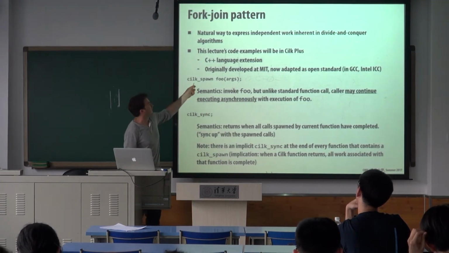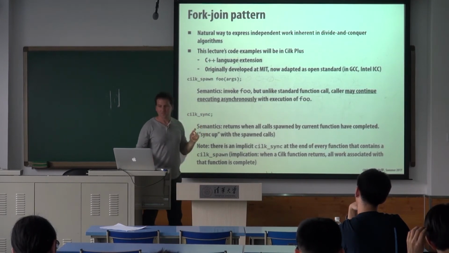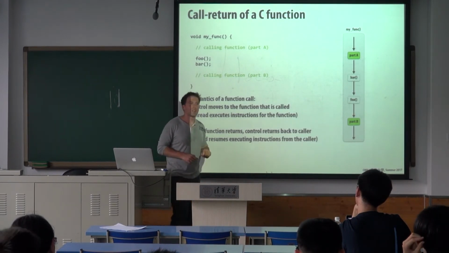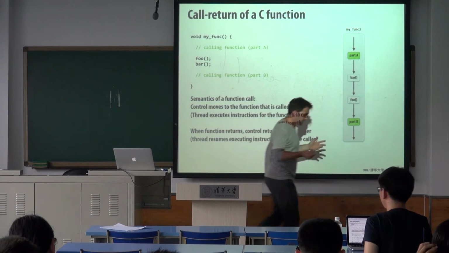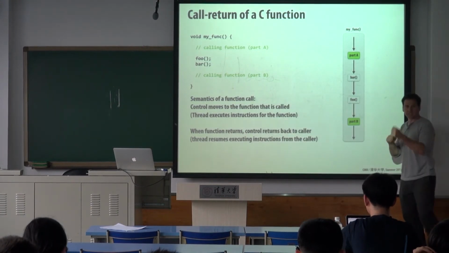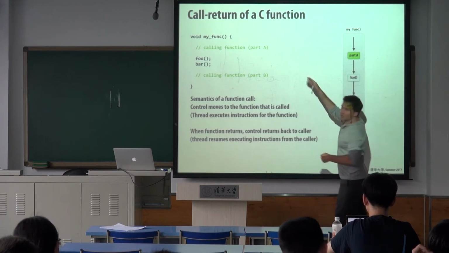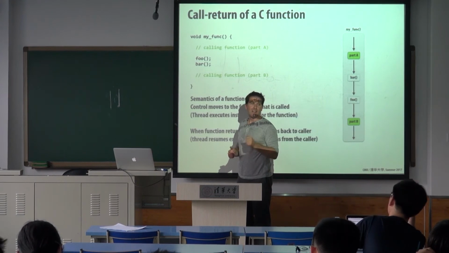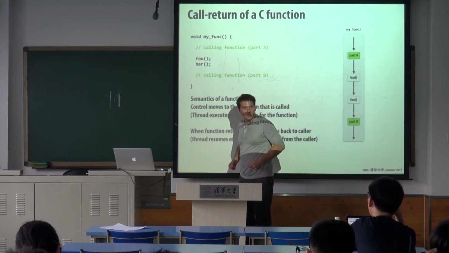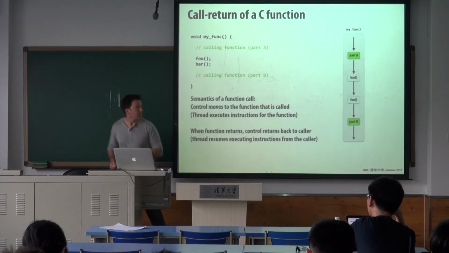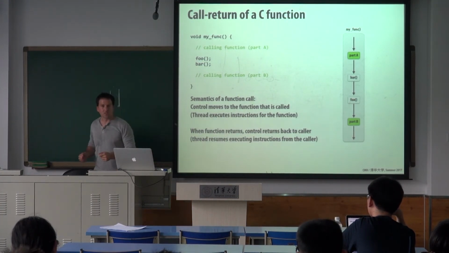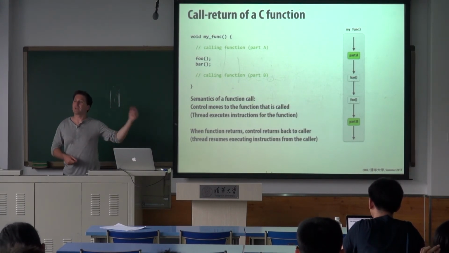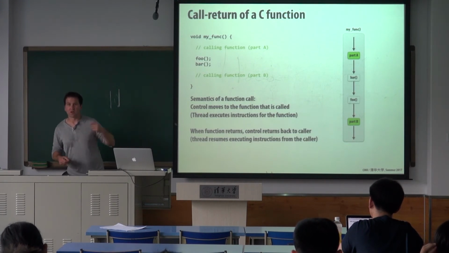So there's 2 ideas. Normally, I'm going to jump ahead for a second. Normally in C++, if I call a function, so if I'm a thread, I'm working, I'm running my instructions, let's say part A of my function. And then if I call another function, what happens? Control on this thread moves to that function. We go to foo. We execute all of foo. And then when foo is done, we go back to the original function and keep going. So it's all completely in sequence.